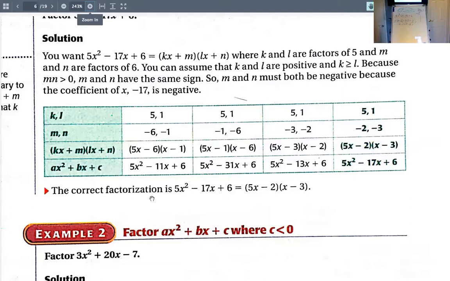Wait, so Mr. Rosenthal, in this problem, what are K and L? K and L are the coefficients. Sorry, M and N wouldn't be the coefficients. Okay, and then what are M and N? The non-x terms. All right, let's go back.